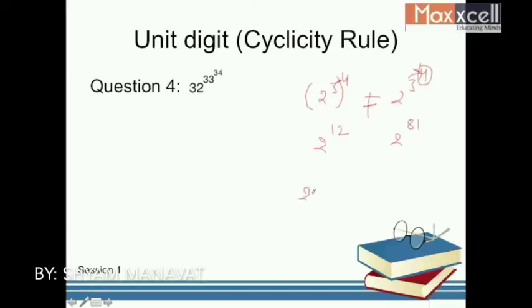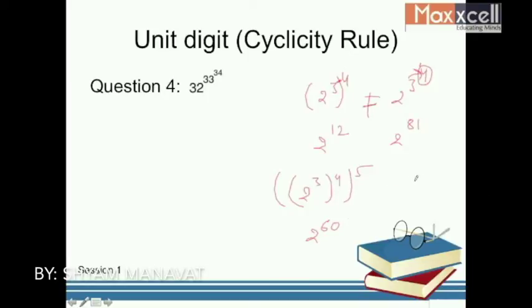Now, if I say ((2 to the power 3) to the power 4) to the power 5, what does this mean? 3 4s are 12, 12 5s are, we multiply, 60. So when there is a bracket, we multiply the powers.